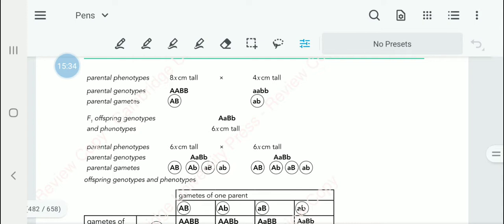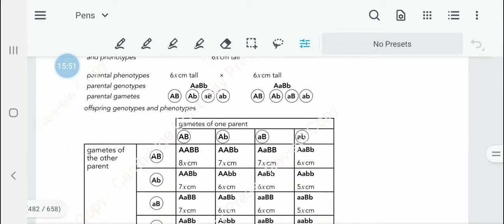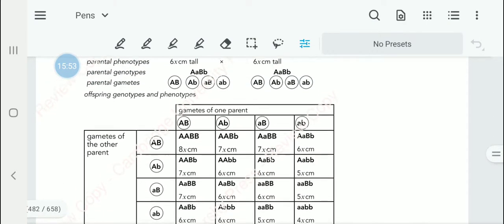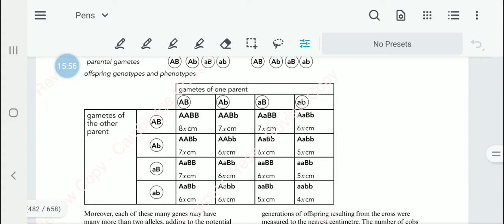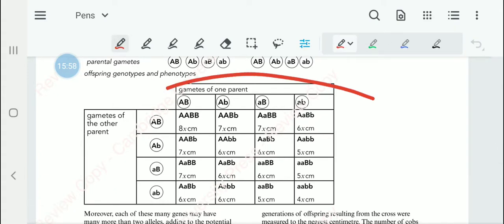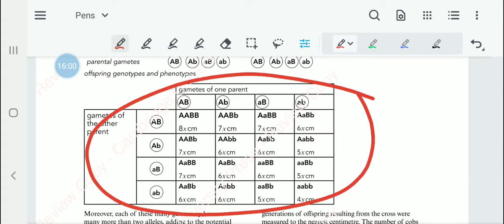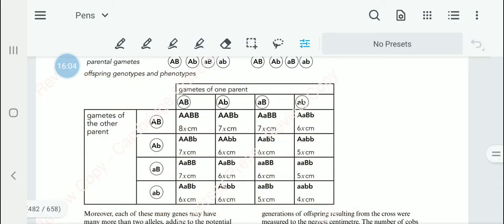So now when they interbreed, 6 centimeters and 6 centimeters, there are many other options. The parental gametes would be capital A, capital B, capital A, simple B, simple A, capital B, and simple A, simple B. So like that, when they interbreed, you will get these results in the next generation. If you cannot understand how this chart has been developed, please raise questions.